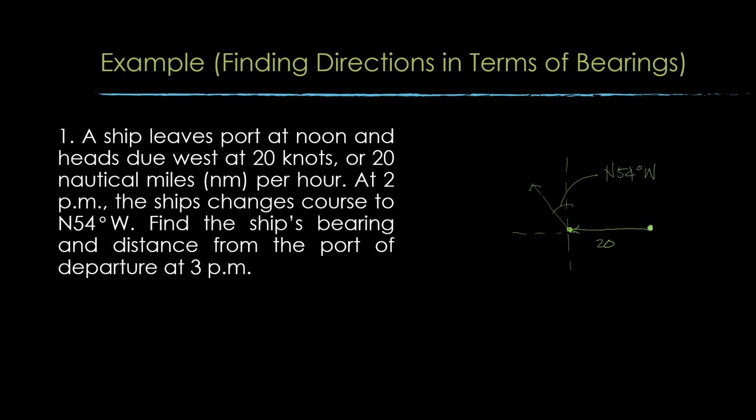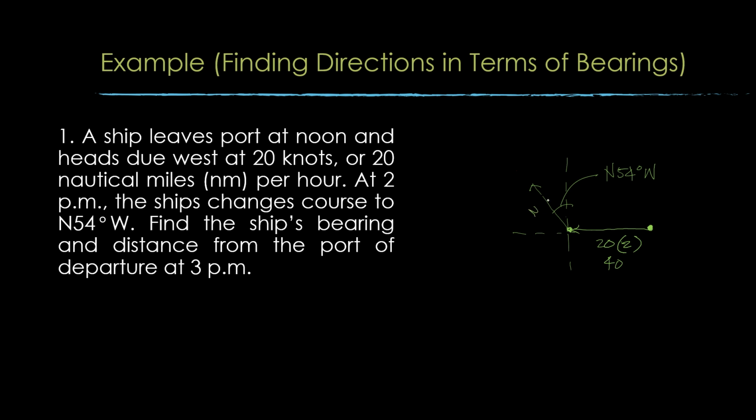Again, from this point at 12 noon, it traveled 20 knots or 20 nautical miles per hour for 2 hours. So if you're going to compute the distance traveled by the ship after 2 hours, that would be 20 times 2. Okay? 20 nautical miles per hour times 2 hours, that would be 40 nautical miles. And at 3 p.m., so 1 hour later, after it changes course, that would be 20 times 1.